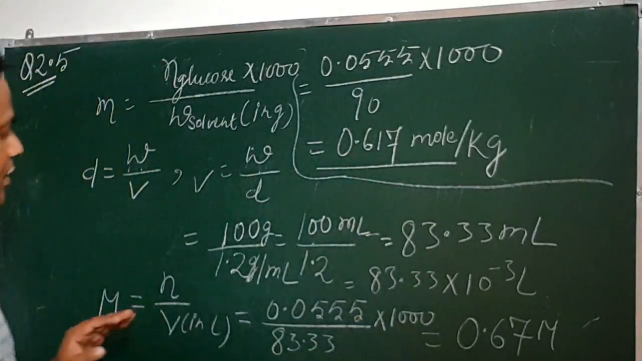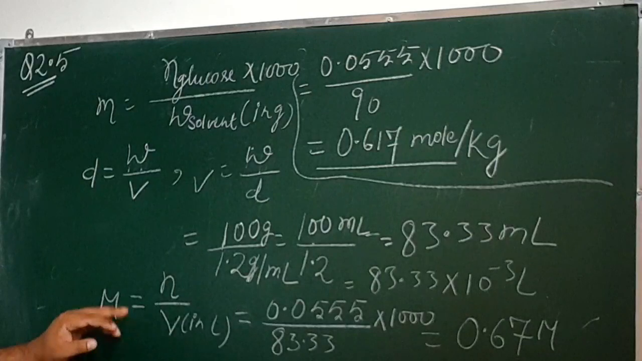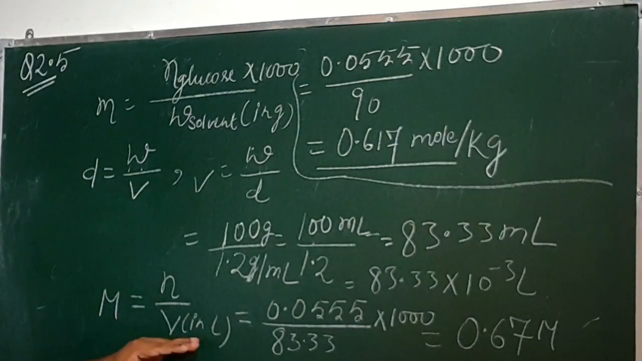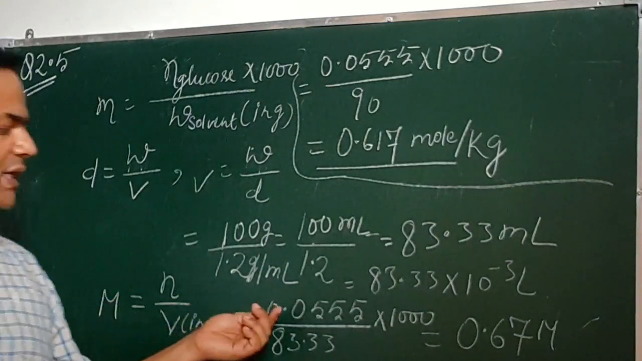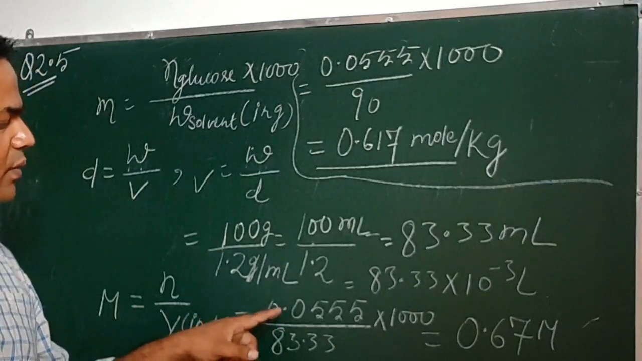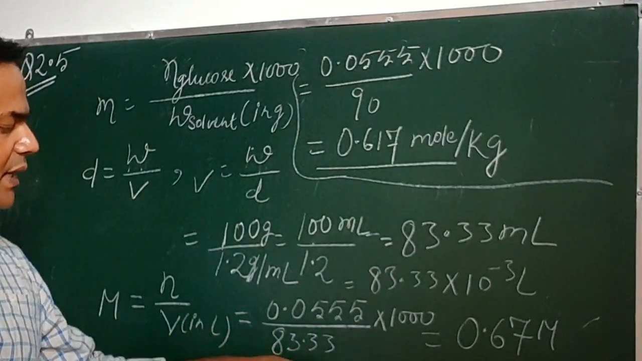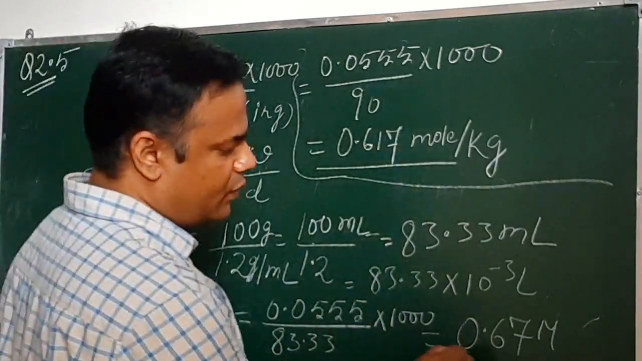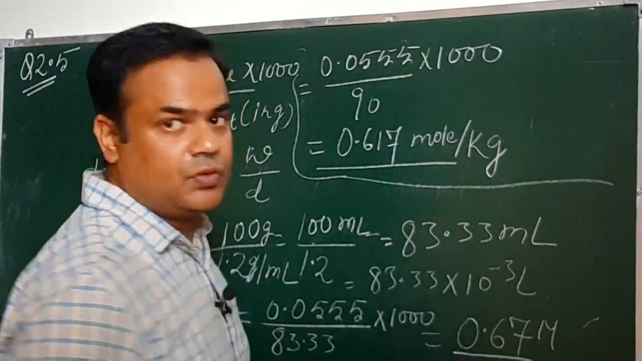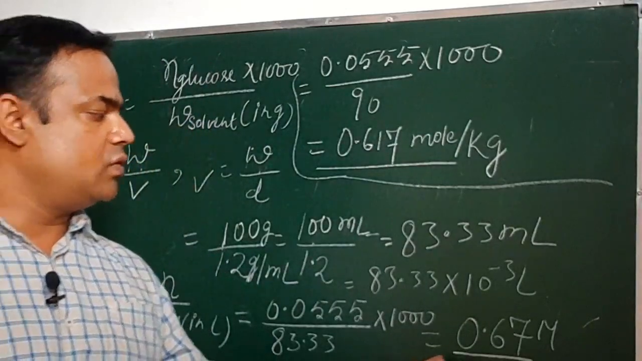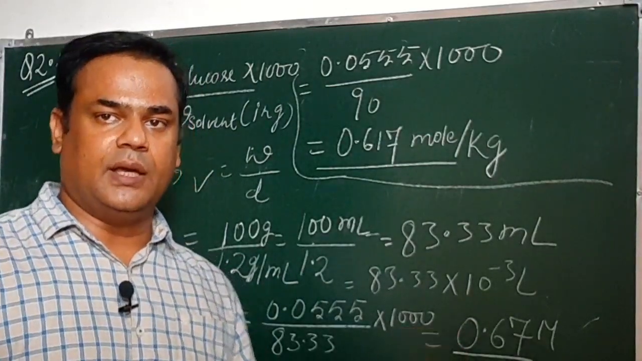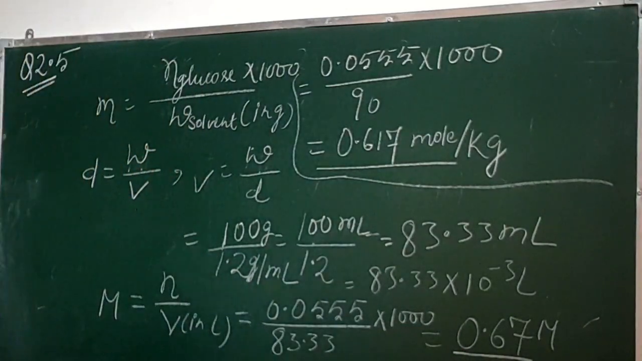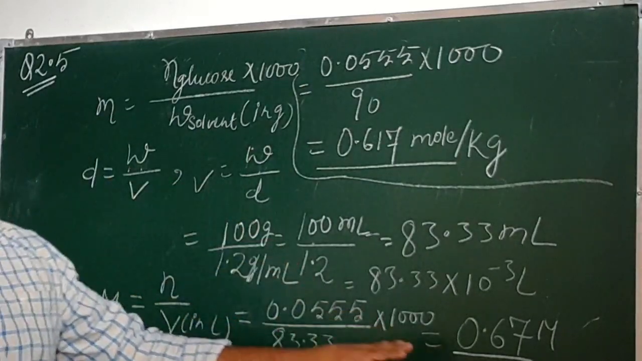Now we can calculate molarity. Molarity is number of moles of solute present in 1 liter solution, and already we have determined number of moles of glucose, that is 0.0555 divided by 83.33 into 1000. On solving we will get 0.67 m. So molarity of solution here comes out 0.67 m. So this was molality and molarity.